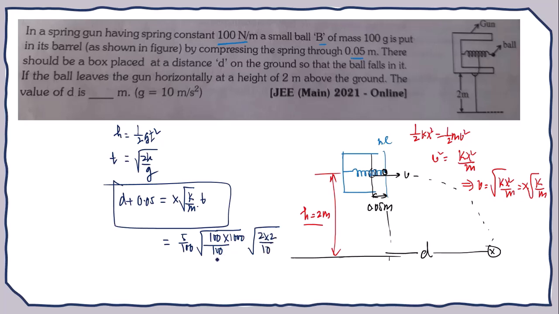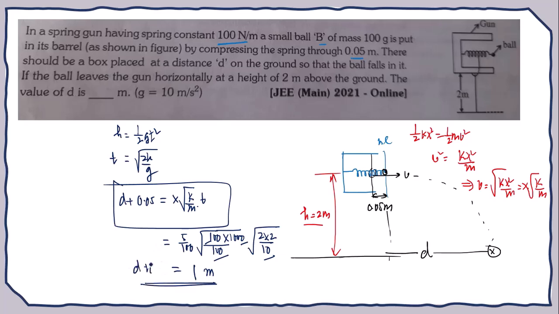Okay, so ultimately what happens? This 100 cancels out. This 10 cancels out with 100 into 4, means 10 into 2. 10 into 2 means 20. So 20 into 5 means 100. So 100 by 100 is 1. Okay, so 1 meter. So this is the distance.